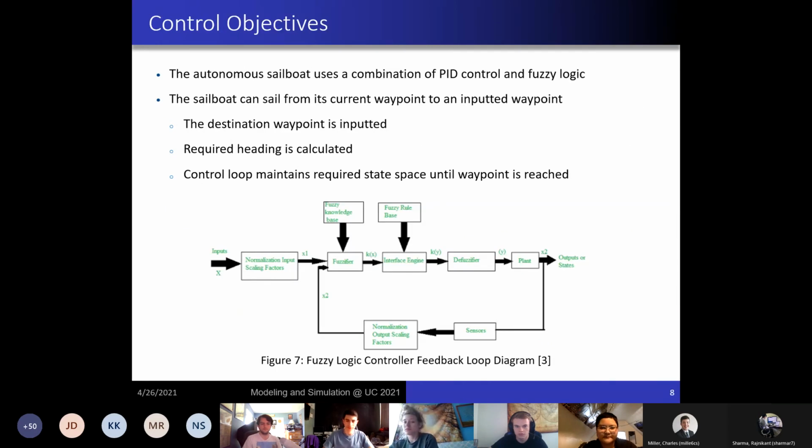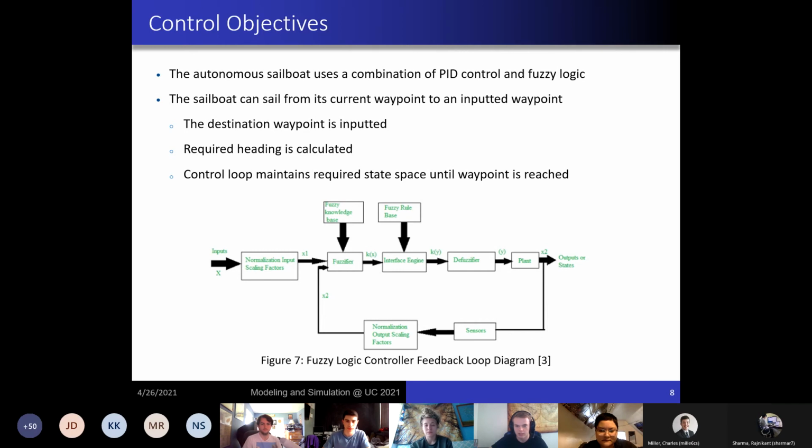For the control objectives problem, we used a combination of PID control and fuzzy logic so that the sailboat can go from its current waypoint to an inputted list of waypoints. The flow of this is as follows. The destination waypoint is inputted, the required heading is calculated, and the control loop maintains the required state space until the waypoint is reached.